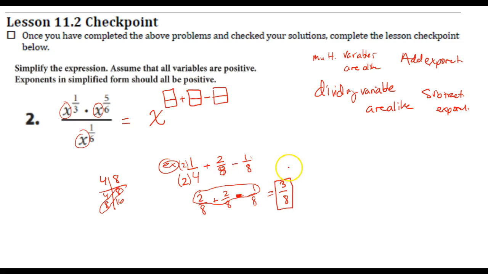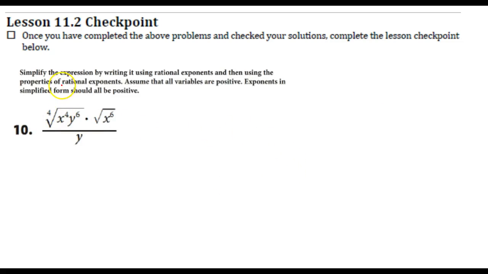For number 10, what I would do is simplify the expression by writing it using rational exponents. That's the first thing I would do, go ahead and write each part using rational exponents instead of radical form. Now y to the 1, I just wrote that because there's only one exponent there. But take some time and work that out and simplify that even further.